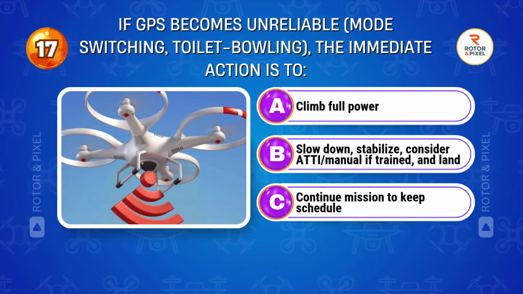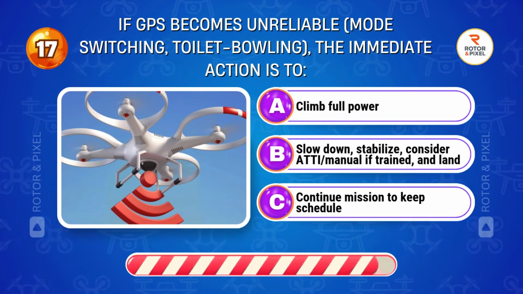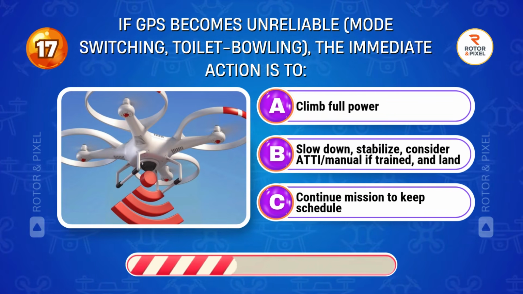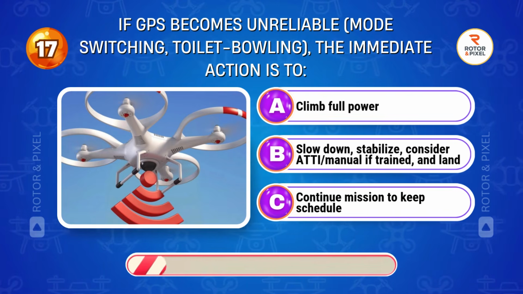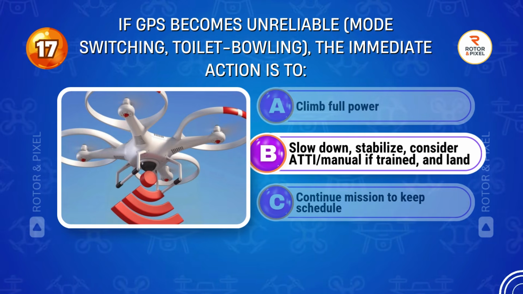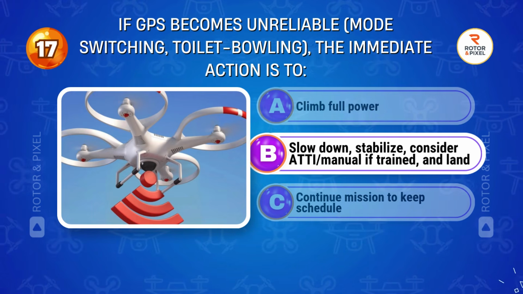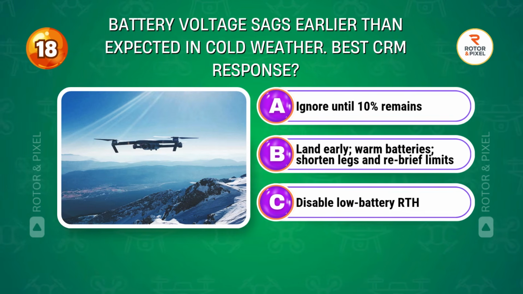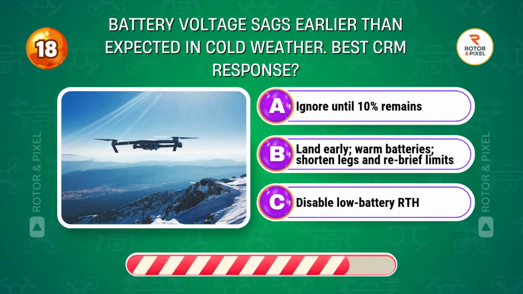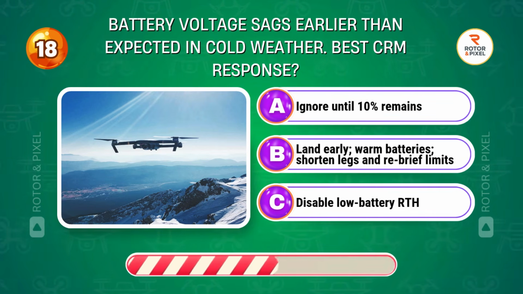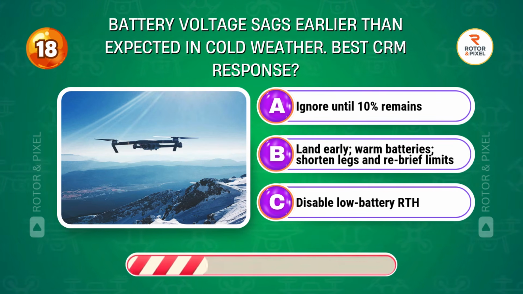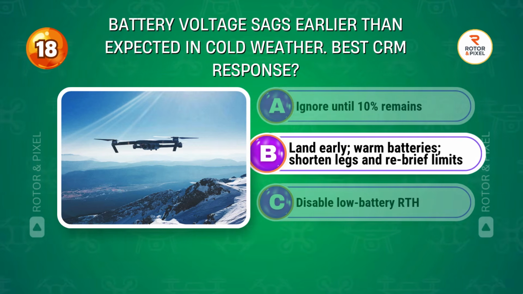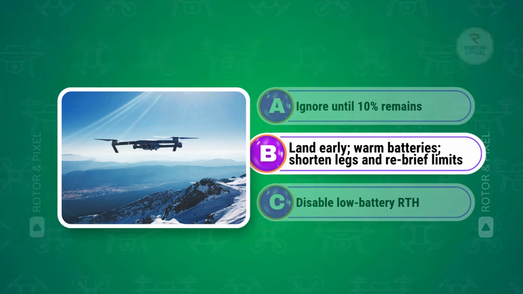If GPS becomes unreliable, mode switching, toilet bowling, the immediate action is to... Answer B. Slow down, stabilize, consider ATTI/manual if trained, and land. Battery voltage sags earlier than expected in cold weather. Best CRM response? Answer B. Land early, warm batteries, shorten legs, and rebrief limits.